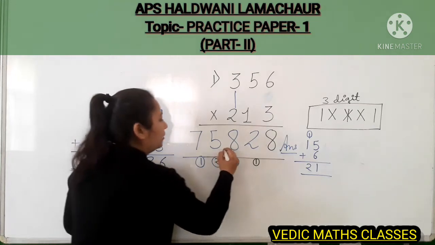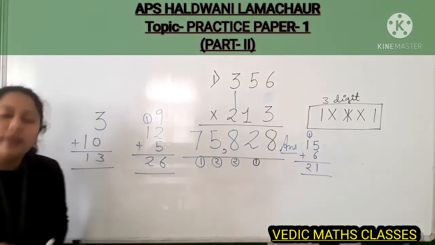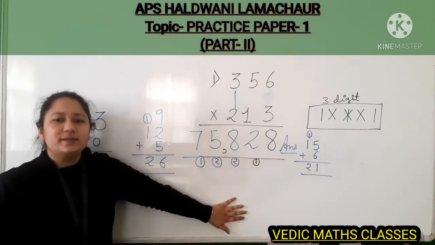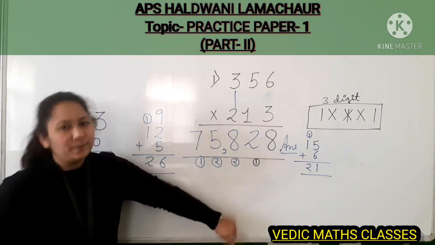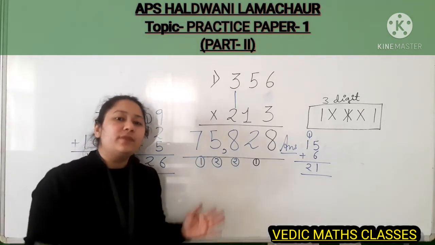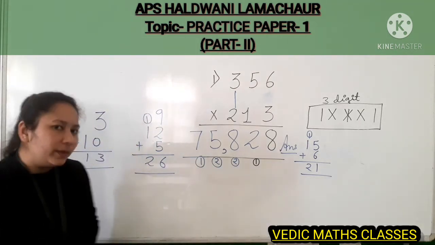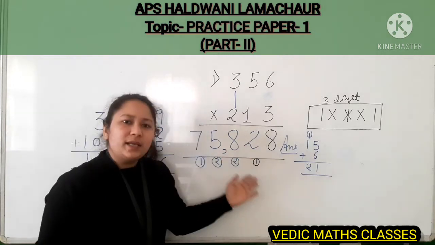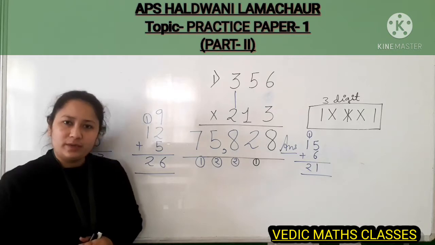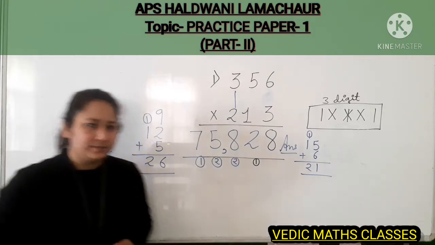It's 75,828. I hope kids that you get this 3-digit multiplication sum with the IXI method. If you want to study it more nicely and from the base, you can go through the IXI method videos on my channel. So now kids, let's move to the second sum.